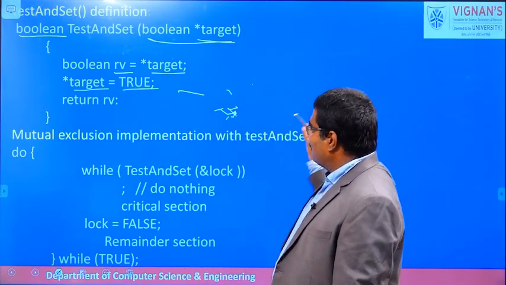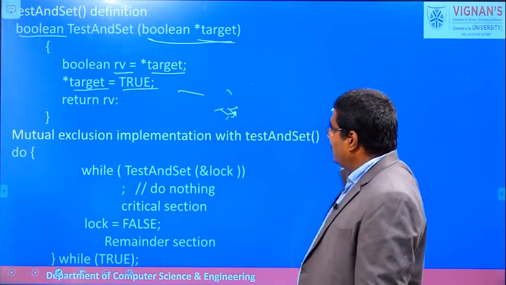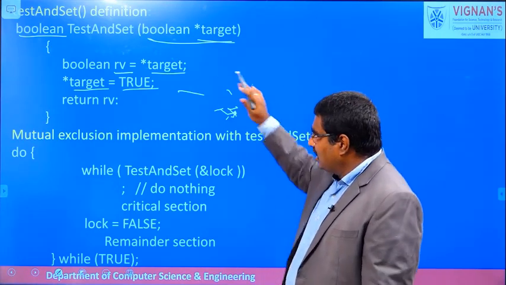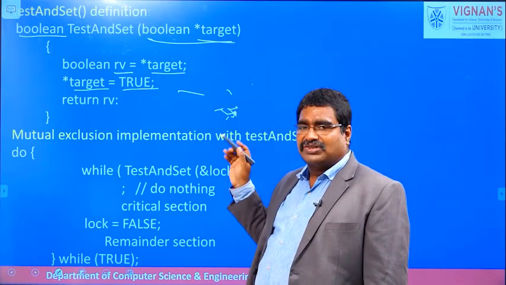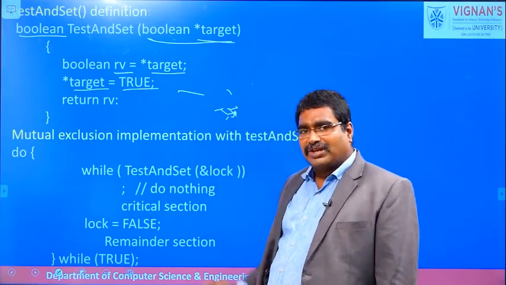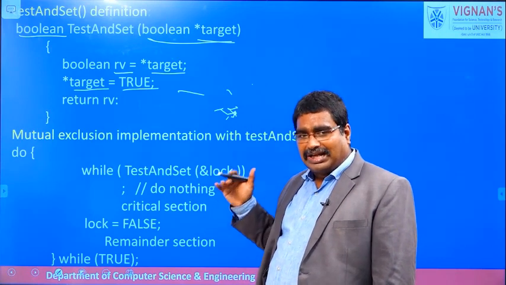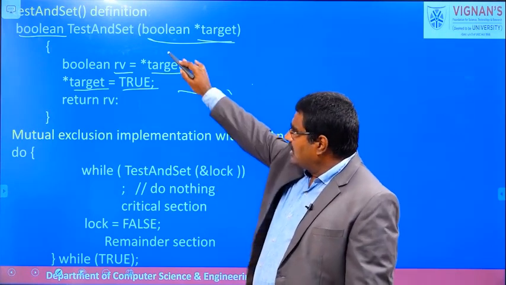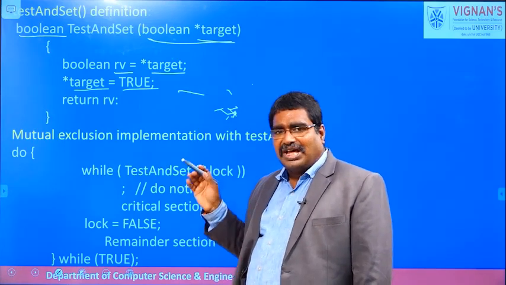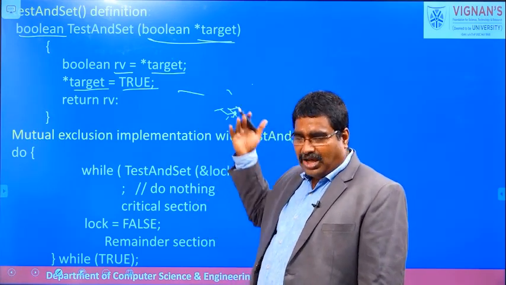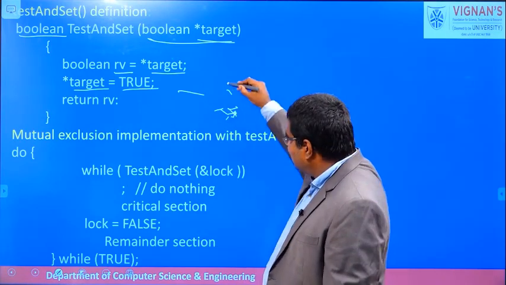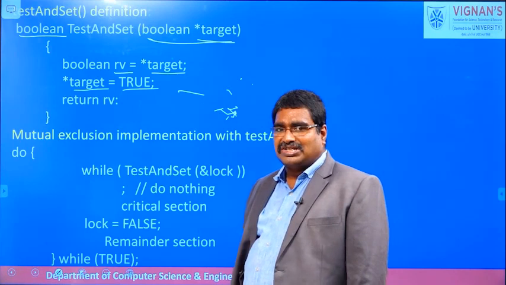For example, we call the test and set function, where lock is a Boolean variable. If its value is false, once we call the function, the test and set function returns the false value and the lock value is changed to true. For example, if lock is already true and we call the test and set function, then the function returns the true value and the lock value is not changed, that is, its value remains true. So this is the implementation of the test and set function.